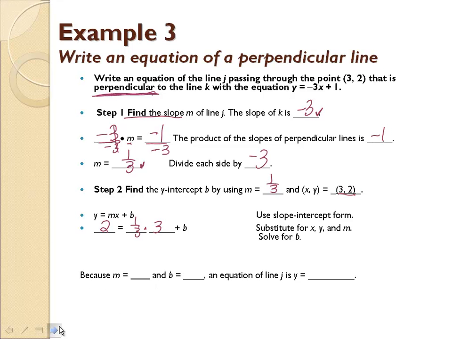Okay, so I left a little space here to solve this. Here's my middle. 1/3 times 3 is just 1 plus b equals 2. I'll subtract 1 from both sides, and b equals 2 minus 1, which is just 1. So because m, my slope, is 1/3, and b is 1, this is our step 3 here again, because we're writing our equation. Then the equation of the line J is y equals 1/3 x plus 1.